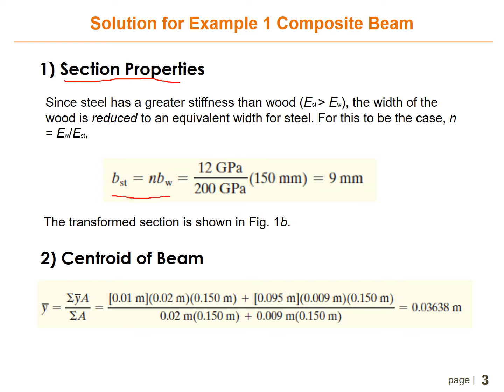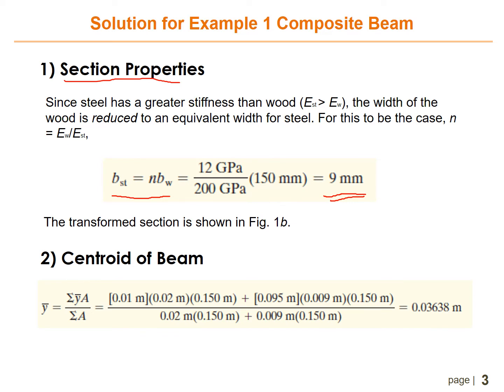Okay, b for the steel equals n b_w, equals 12 divided by 200 times 150 mm, and then b for steel is 9 mm. The transformed section is shown in figure 1B. Okay, the second step is to find the centroid of the beam.